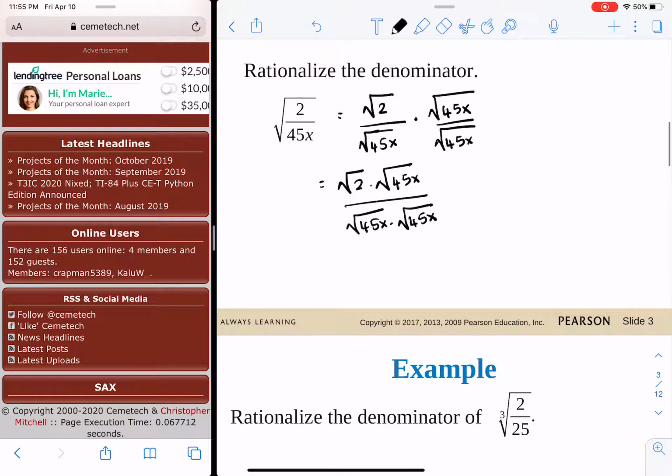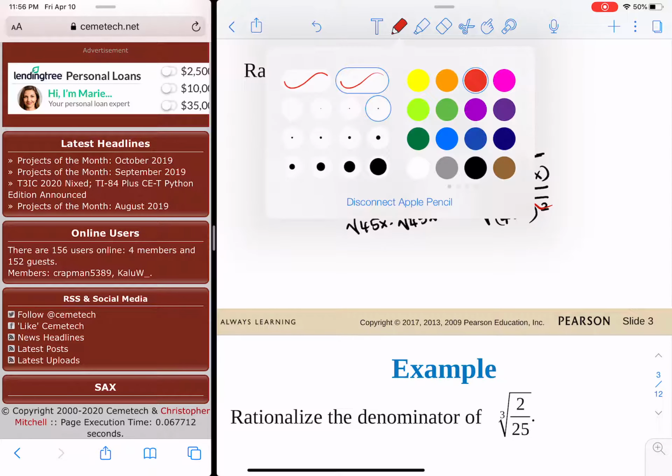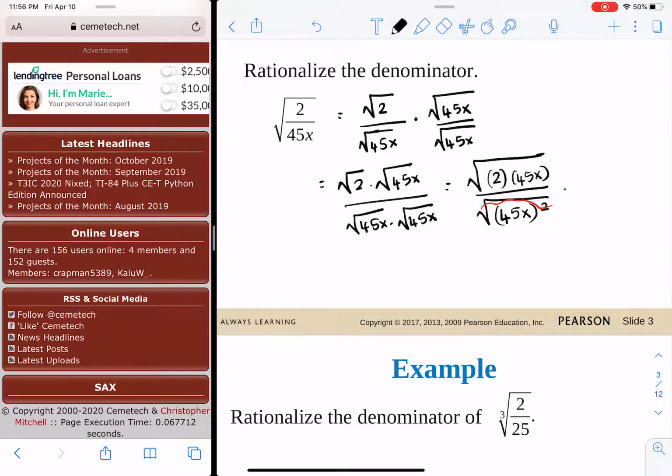So using the product rule, we could simply combine the roots in the numerator and write it as square root of 2 times 45x, divided by square root of 45x times 45x, which is 45x, the entire thing raised to the power of 2. The root and the power would get cancelled, and we would simply have 45x in the denominator. In other words, the root disappeared. The numerator, we could write it as 90x.